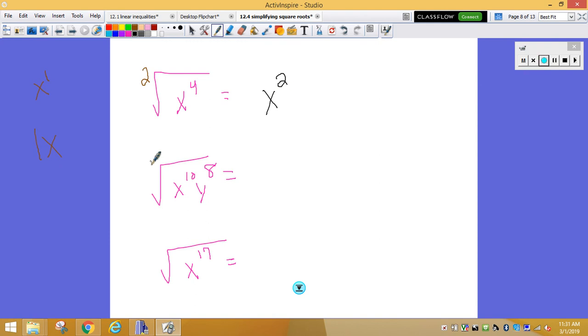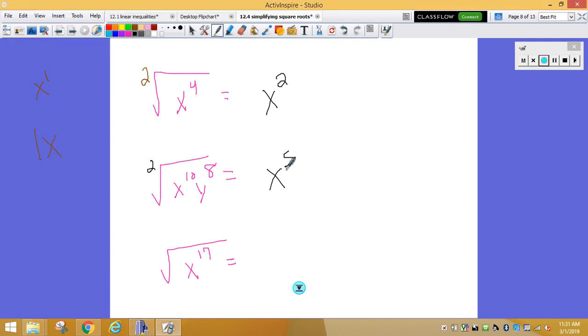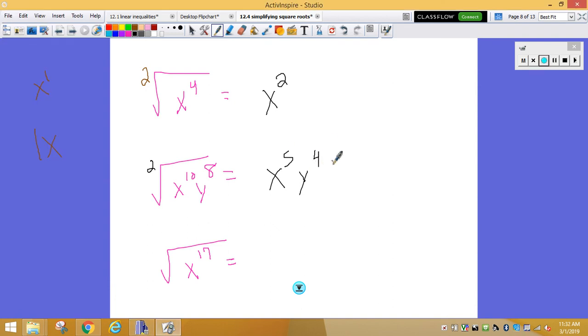Okay, let's do another one. Again, this is a 2. So let's do the x's. How many times will 2 go into 10? Well, if you're not sure, divide them. 10 divided by 2 is 5. So I would take out an x to the 5th. How many times does 2 go into 8? If you're not sure, divide them. 8 divided by 2 is 4. So that would be x to the 5th and y to the 4th.